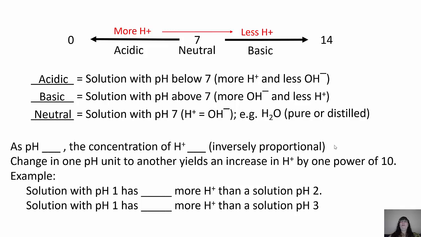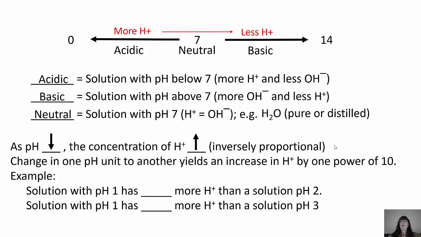So an acidic solution with a pH below 7 has more hydrogen and less hydroxide. A basic solution with a pH above 7 has more hydroxide and less hydrogen. And a neutral solution with a pH of 7 has an equal concentration of hydrogen and hydroxide ions. Water is an example, either pure water or distilled water.